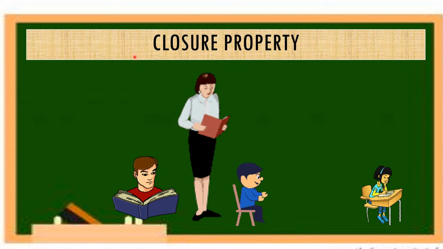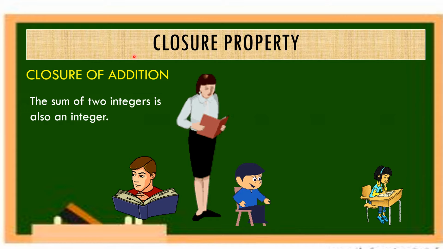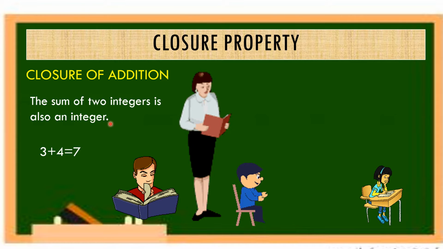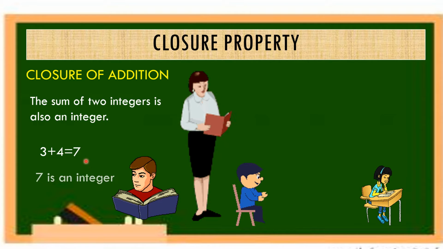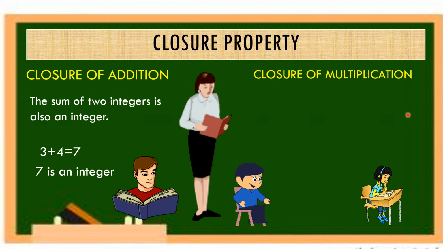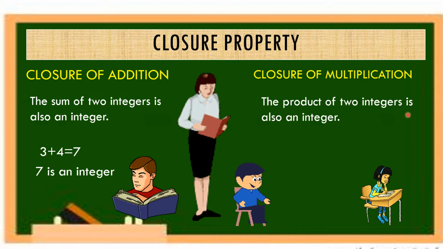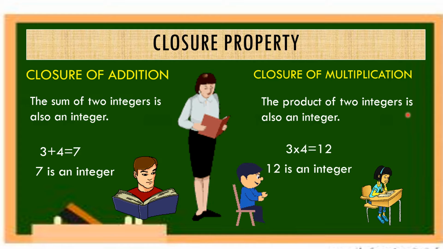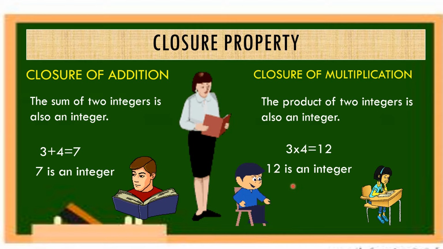We have closure property. Closure of addition. The sum of two integers is also an integer. If we add 3 plus 4, the result is 7. And 7 is an integer. We have closure of multiplication. The product of two integers is also an integer. If we multiply 3 times 4, 3 times 4 is 12. And 12 is an integer.